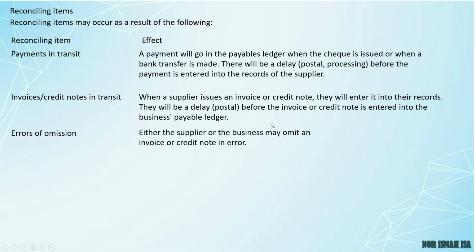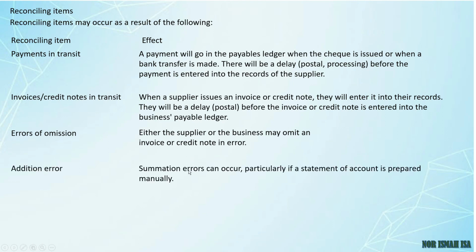An error of omission: either the supplier or the business may omit an invoice or credit note. So this error can appear in either the statement or the payable ledger. It depends on the question. And lastly, addition error. Summation error can occur, particularly in statement accounts prepared manually. So this one can also happen in either the statement or the payable ledger.